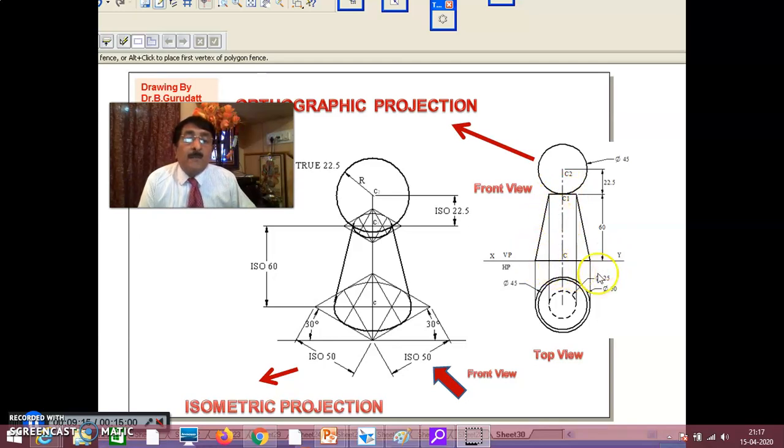Okay, in that way you complete. Immediately complete the corresponding top view. 150, one circle you draw. Another 25, also you draw one circle. Okay, bottom solid is over.